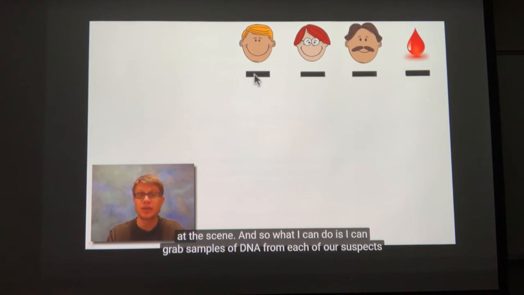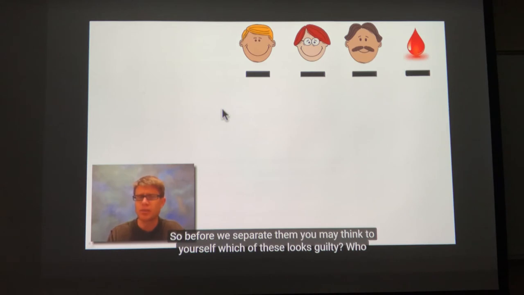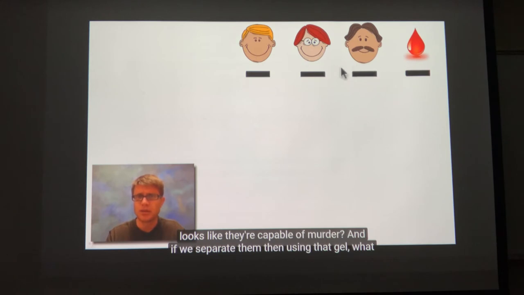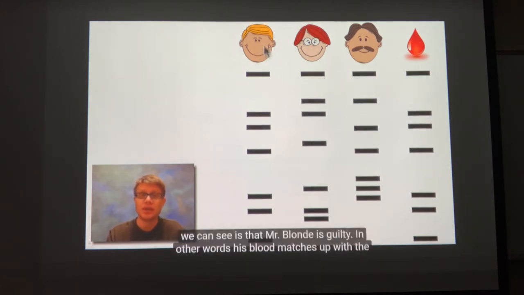And so what I can do is I can grab samples of DNA from each of our suspects, and then I could grab the blood itself, and then I could do DNA fingerprinting. So before we separate them, you may think to yourself, which of these looks guilty? Who looks like they're capable of murder? And if we separate them then, using that gel, what we can see is that Mr. Blonde is guilty. In other words, his blood matches up the crime scene.